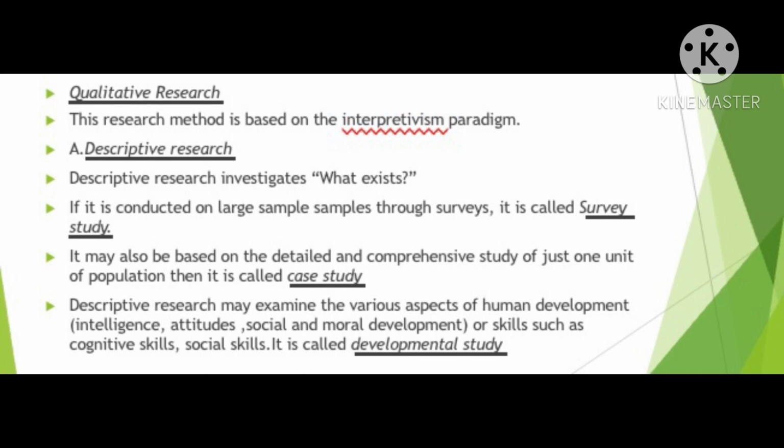Descriptive research may examine the various aspects of human development, such as intelligence, attitude, social and moral development, skills such as cognitive skills and social skills. That type of research is known as developmental study. So, descriptive research again we can divide into survey study, case study, and developmental study. In descriptive research, we are collecting the data through interview, observation, etc.